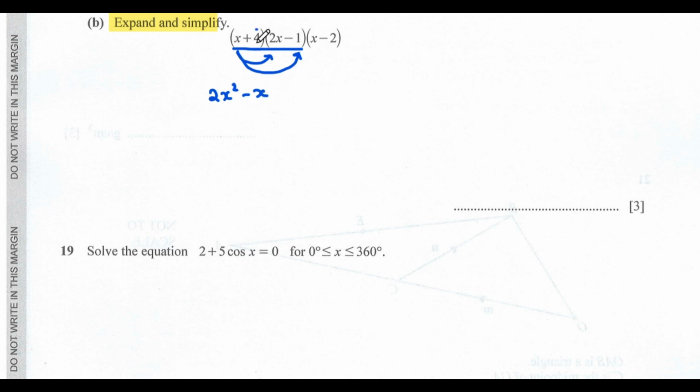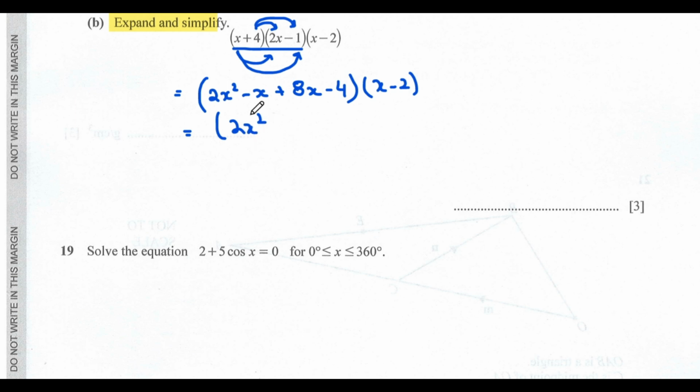Now I'll do the multiplication of 4 with the two terms in the second bracket. So 4 times 2x would be 8x, and 4 times negative 1 would be negative 4. And the next bracket would be written as it is for now. Now I can solve the like terms together.